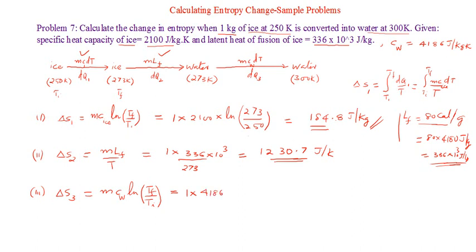4186 into logarithm of T final. What is T final here? Finally, we are at 300 Kelvin divided by 273 Kelvin. So we can just work it out, and you will get roughly 394.8 joule per Kelvin. So you can see that in going from the ice to water continuously, the entropy change is positive because the molecular disorder or the randomness increases due to the continuous absorption of heat. So that is also logically correct, right?